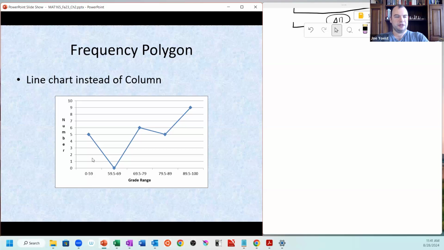So instead of having columns, instead of having a histogram with above 0 to 59, a bar of height 5, and above 59.5 to 69, a bar of height 0, just no bar, and above 69.5 to 79, a bar of height 6. Instead of that, we just have a dot at height 5, a dot at height 0, a dot at height 6, and then we connect the dots.